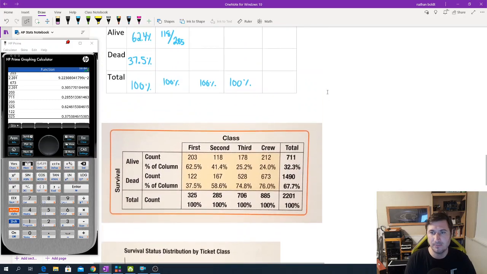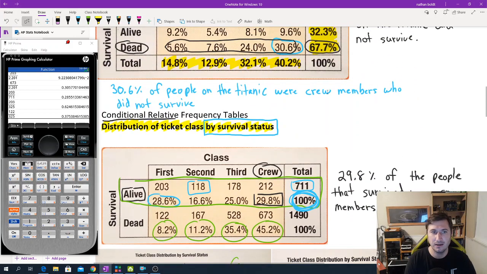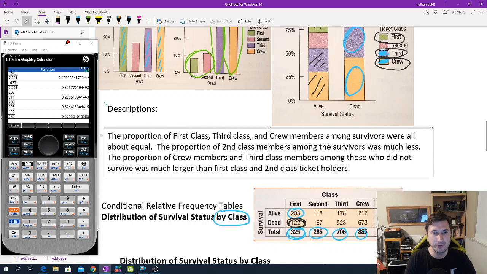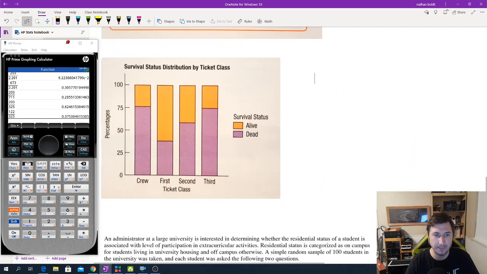So I'm going to come up here. I'm basically going to reverse my sentence up here. Where is it? All right. So here I put the proportion of first class, third class, and crew members among survivors. Now I'm going to sort of switch that around. I'm going to say the proportion of survivors among the blank class is the way that sentence is going to be. Okay?